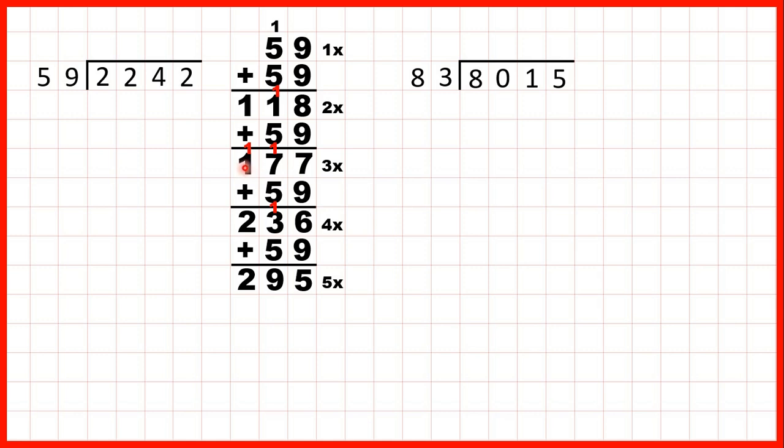So we can write 177 below 224, and because that's 3 times 59, we can write 3 in our answer. Now we need to subtract and bring down.